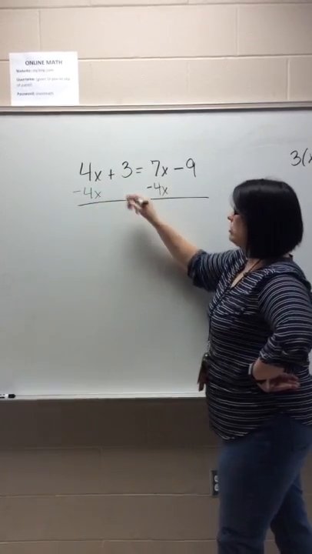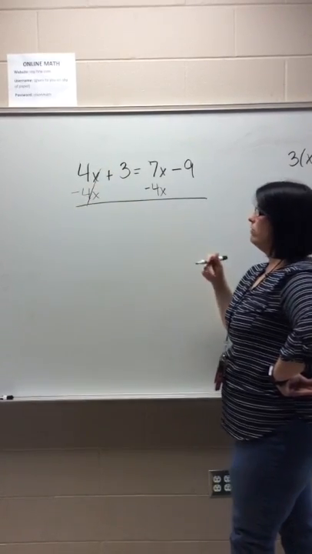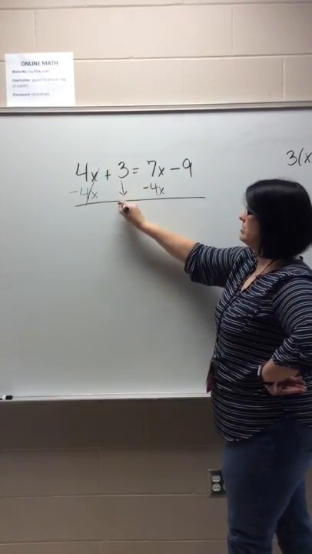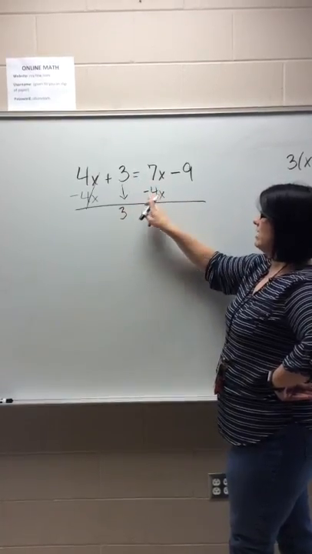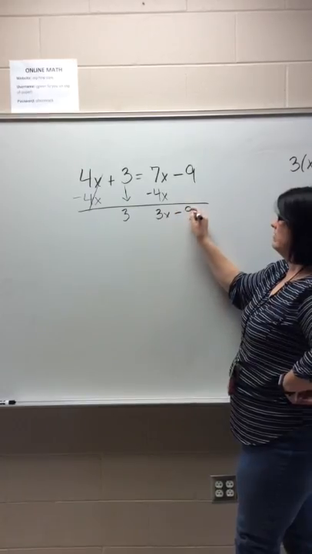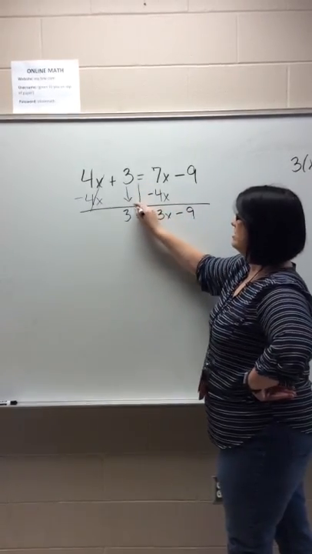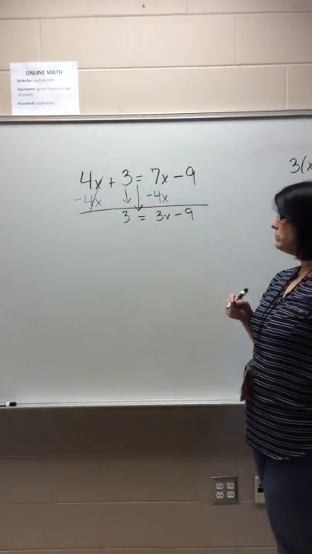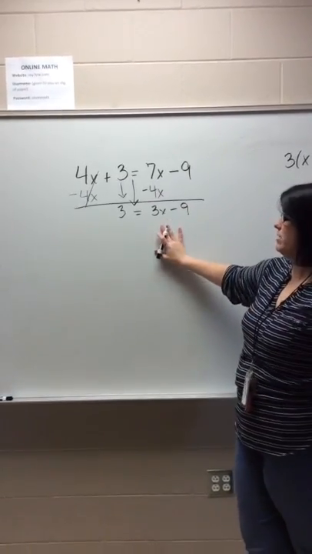When I combine like terms, the 4x take away 4x is gone. I bring down my positive 3. 7x take away 4x gives me 3x, and then I bring down a negative 9. And the equal sign stays in the same location. From that point forward, we have a two-step equation.